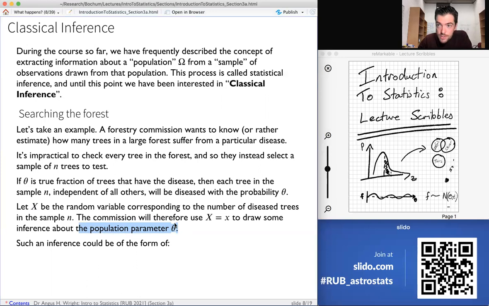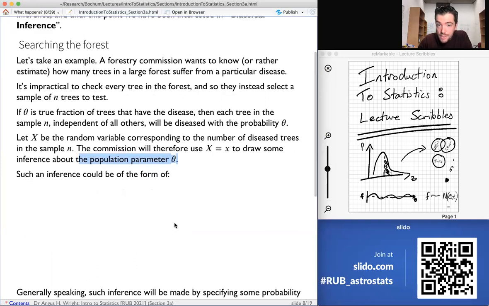Now that inference can happen in a whole bunch of different ways. So it could be, for example, a point estimate, right? Where we say that our estimate of the value of theta is 0.1. Okay, that might be our inference. We just take the number of diseased trees divided by N, and we say that is our point estimate for theta, and that value is 0.1. That's one way of doing this inference.